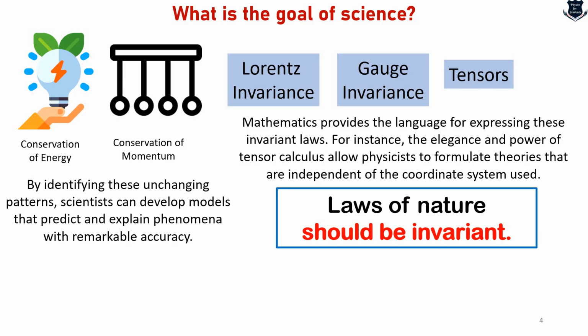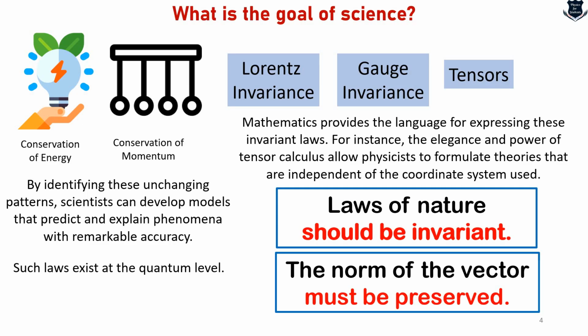Now, taking this away from the macroscopic scale, if you move into the microscopic scale, such laws do exist at the quantum level, and that is what we call that the norm of the vector must be preserved. We are going to take into account what it actually means, and it carries a profound influence in understanding quantum physics. What it tells us is that quantum states must have norm 1, and in other words, we can say that the norm of the vector must be preserved.